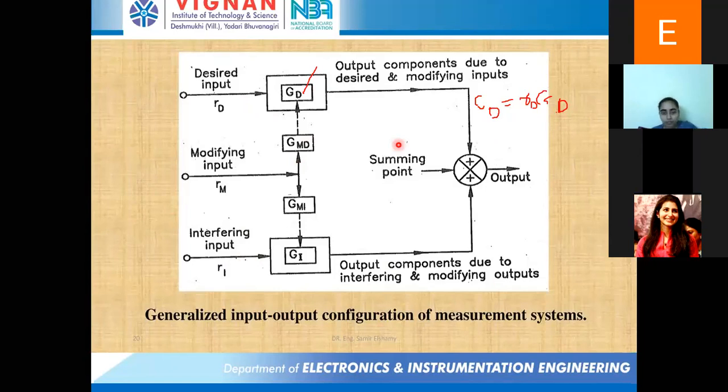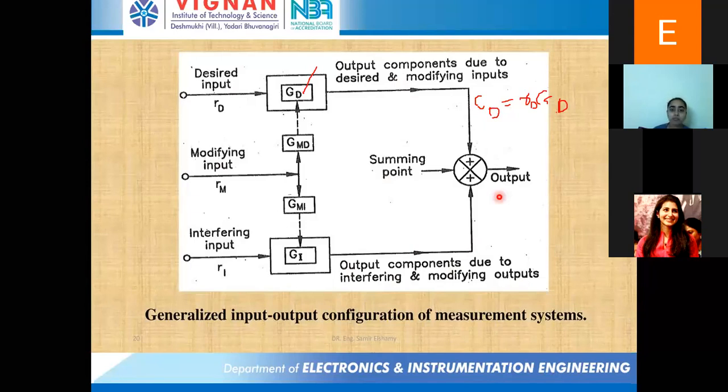The instrument or measurement system may be subjected to desired input, interfering input, and modifying inputs, and therefore the output is the sum of output components due to all these components. Whatever output is provided is due to the desired input, the interfering input, and the modifying inputs. Here it is wrong: it is the modifying input actually, not the modifying output. So that is the total response of any instrument.